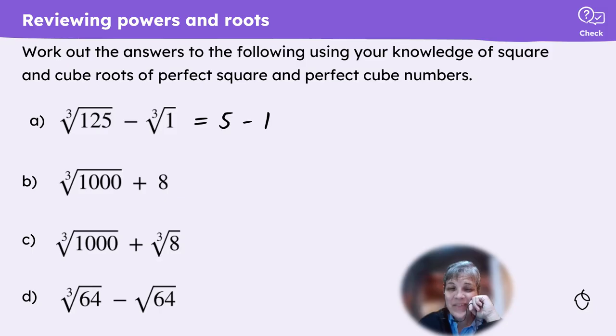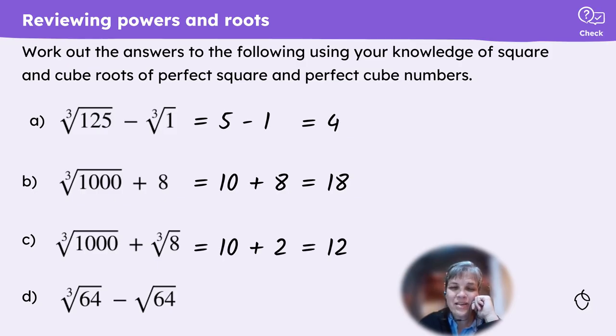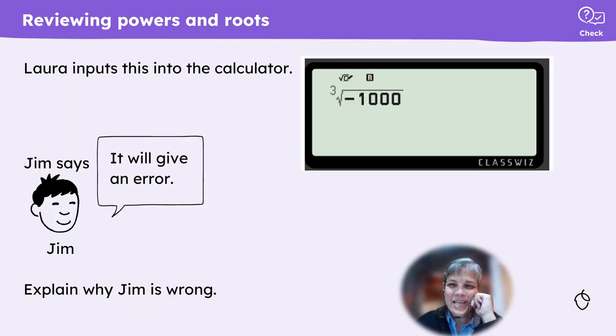Cube root of 125 is 5 minus cube root of 1 is 1, so the answer is 4. For B, you should get 18. For C, you should get 12. And for D, now here's this thing about 64, that it can be a cube or it can be a square root. Both of them work out evenly. What would you get here? 4 minus 8 equals minus 4. Okay? All right, just a few more ideas yet.